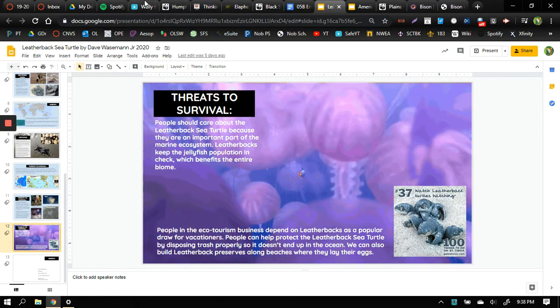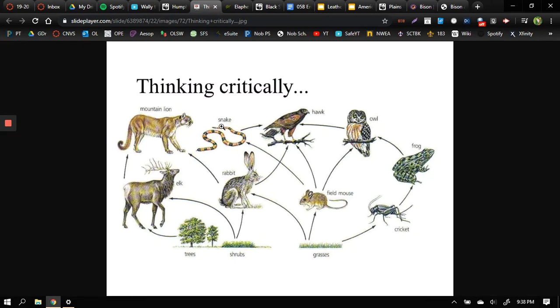sea turtles. Going back to our model right here, if there were no snakes to keep down the mice population, the mice in turn would start to overrun areas. Now, some of these other predators like hawks and owls might be able to pick up a little bit of the slack, but if they're eating more mice, then that means less rabbits are being eaten as well. And if one species is out of sync with its ecosystem, then that can have dire consequences. So there are lots of reasons why we should care about species.